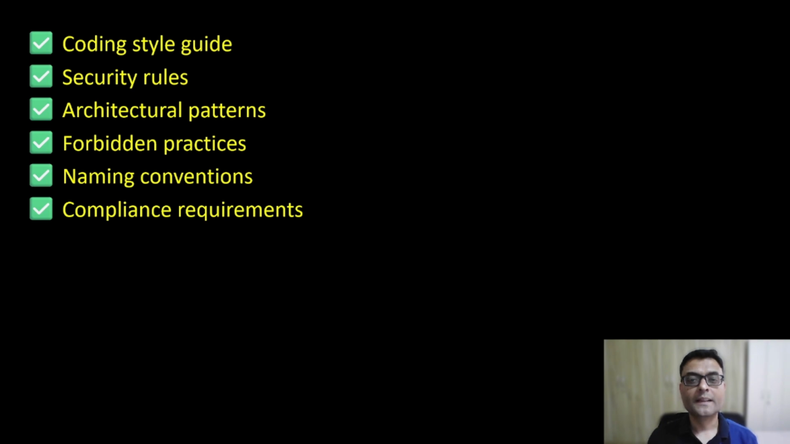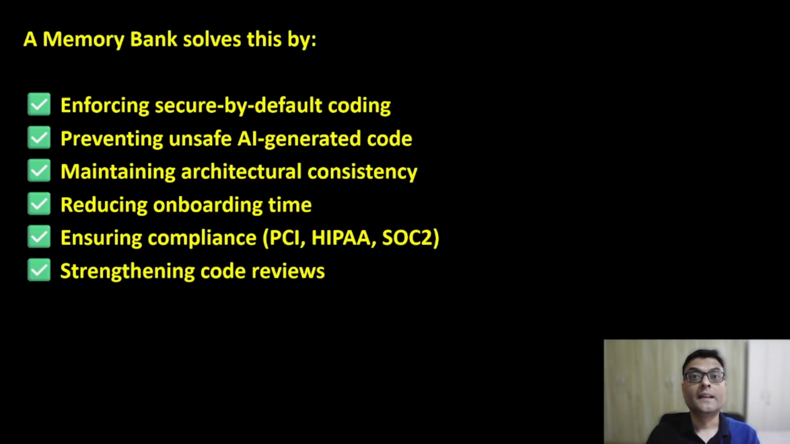A memory bank is a set of persistent instructions that shape how Copilot writes and reviews your code. Think of it like a coding style guide. Security rules, architectural patterns, forbidden practices, naming conventions, and compliance requirements combined into one clear knowledge base that Copilot always adheres to. In organizations, teams struggle with inconsistent code quality, weak security patterns, and developers using Copilot in different ways.